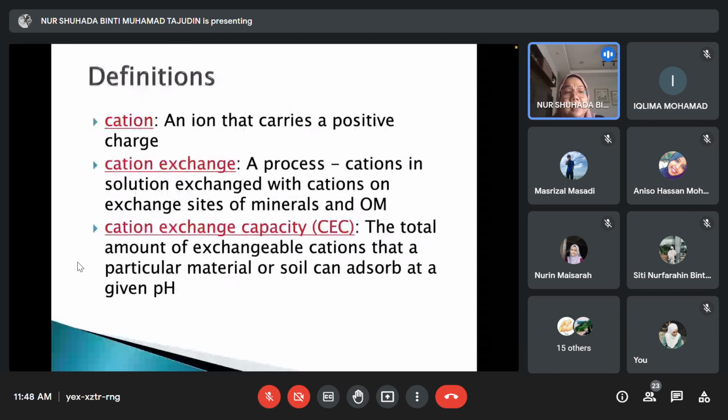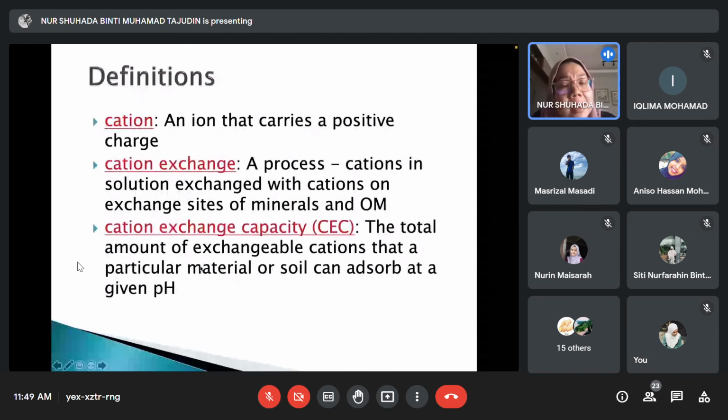Each soil has a different cation exchange capacity. For example, CEC in sandy soils is different from CEC in the soil in our garden. So why is it different? What controls ion exchange?